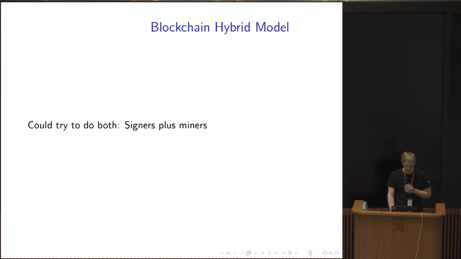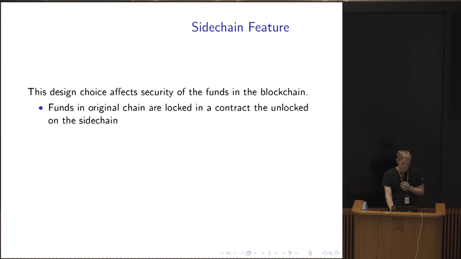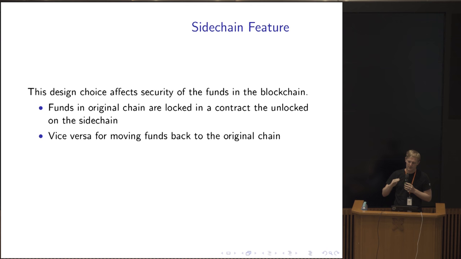Next, so we talked about the block making from the sidechain, and now we talked about the actual sidechain feature, how are funds moved in and out of the system and how that affects it. High level, funds are locked in Bitcoin and the Bitcoin network, and then unlocked in the sidechain. And after the fact, after the user's done participating in this side system, the same thing happens in reverse.